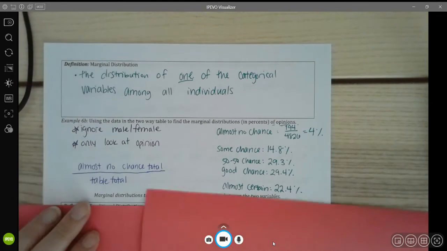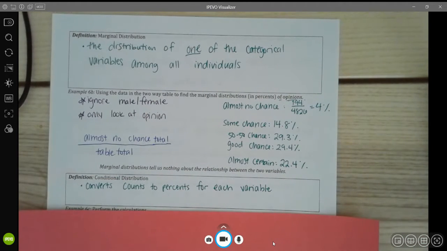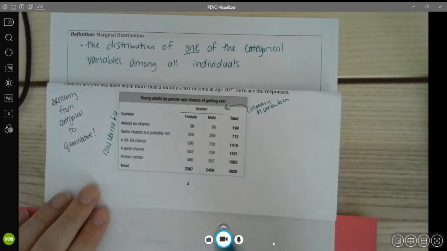Well, there's another type of distribution we can use. That's called a conditional distribution. And the conditional distribution converts the counts to percents. So let's look again back at our chart here.